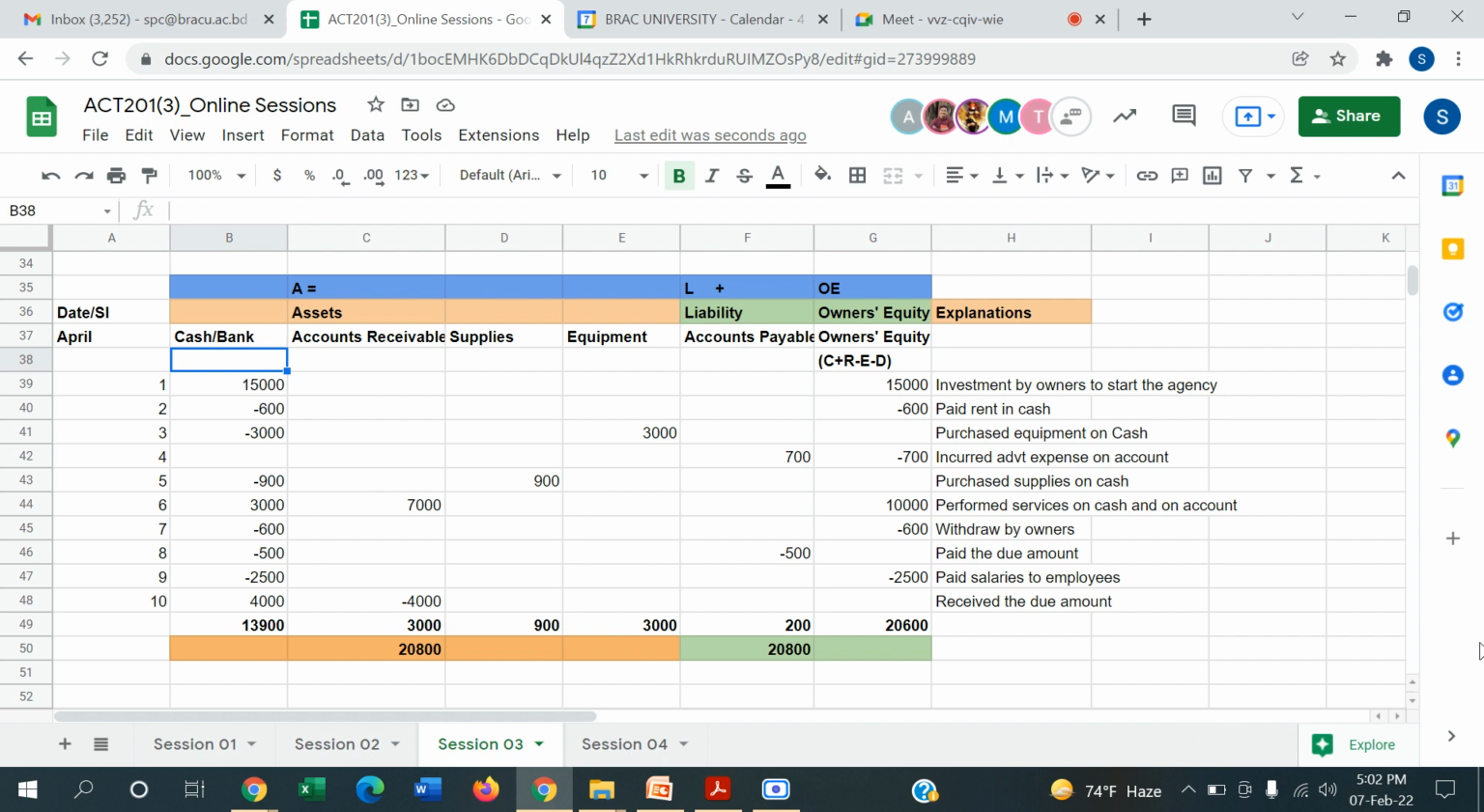Any other query? Okay. Now they have started their organization in April. Do you think that they will continue their operation in May as well?